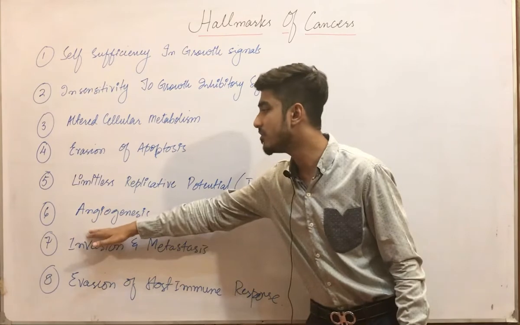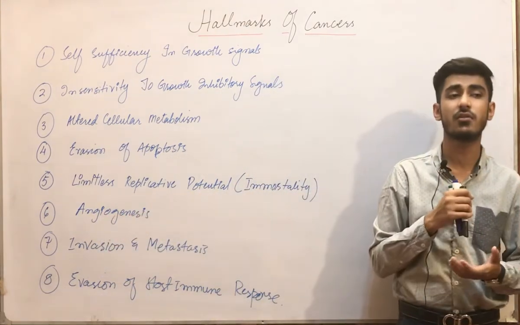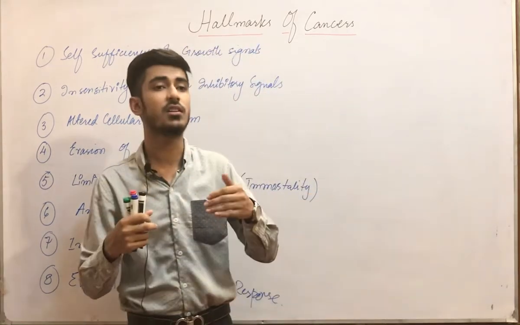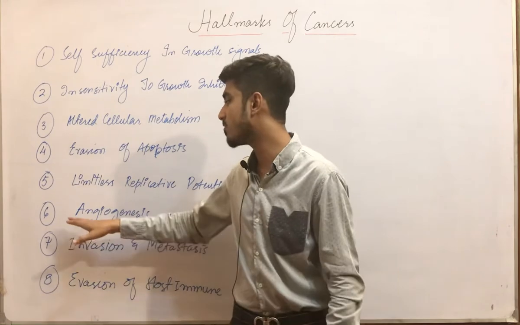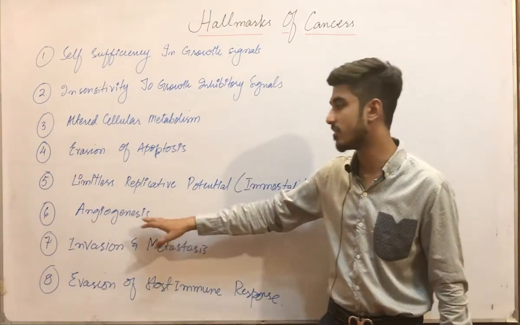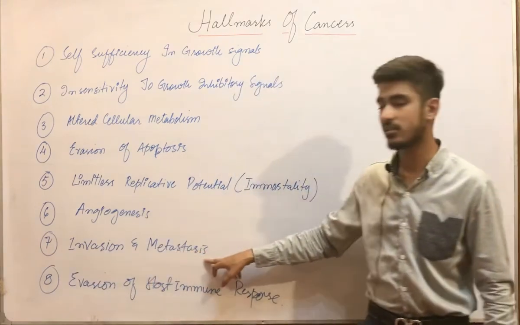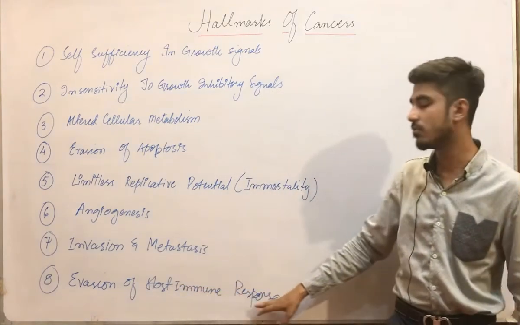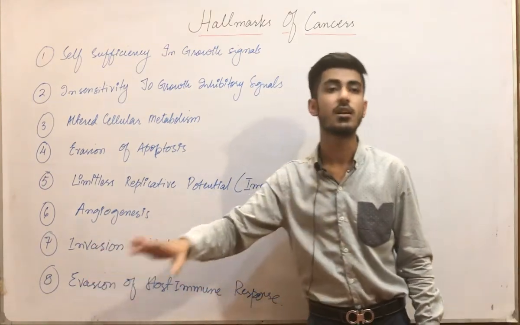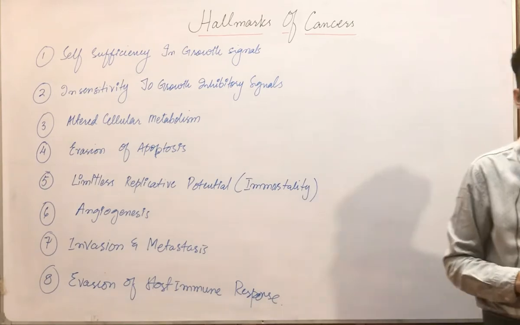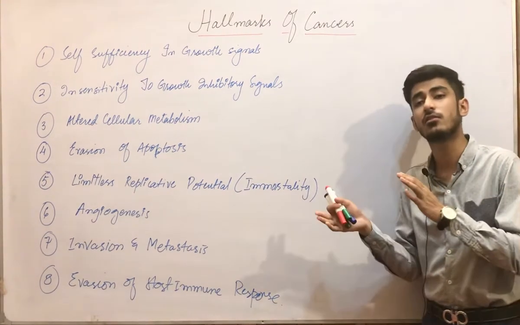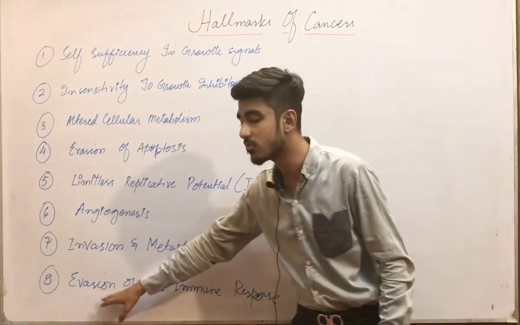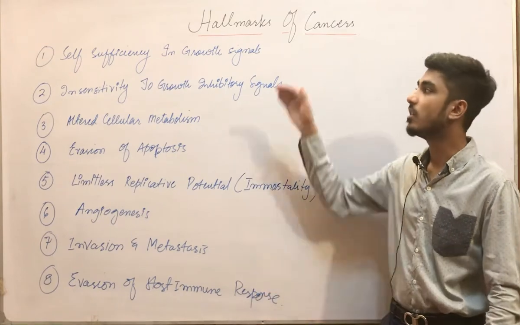Then we have angiogenesis. Obviously the cancer cells have to grow, and in order to grow they have to be supplied with nutrients, and they also need oxygen. For this purpose they also carry out the growth of vessels, which is called angiogenesis. Then invasion and metastasis, which we have already discussed in detail. Then we have the evasion of the host immune response. Evasion means resistance: if the cancer cells start to develop, there will be changes in our body and the host immune response will be activated. So the cancer cells must resist those host immune responses. These are the 8 hallmarks.